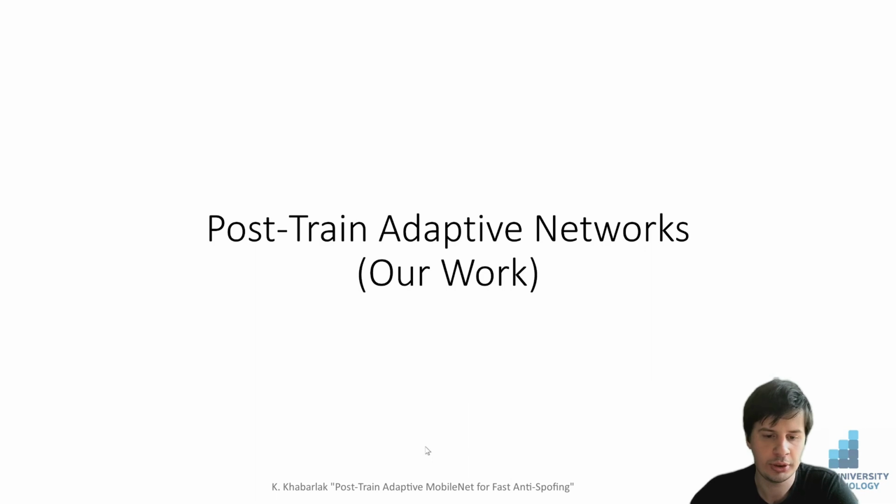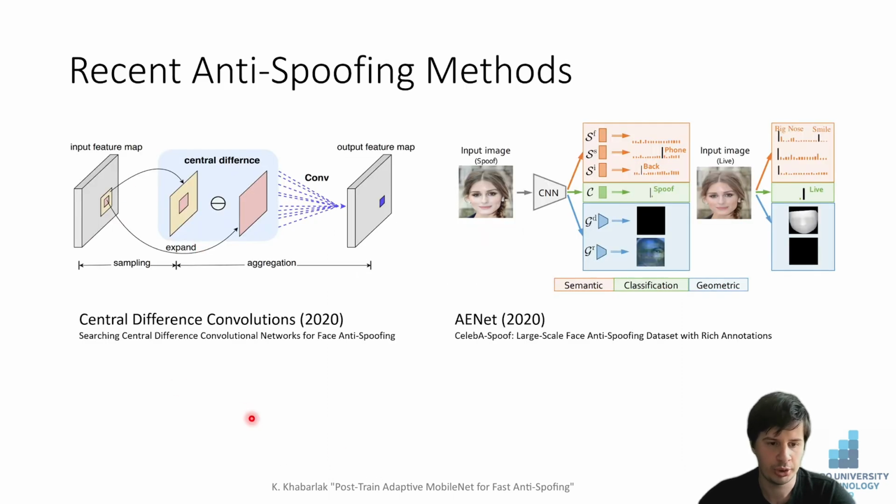What do we present in our work? We present post-trained adaptive neural networks. What is it and which kind of problem does it solve? So most of these approaches are very computationally intensive. They have a lot of extra computations which makes them hard to apply on a budget, let's say, on a PC that has not very good performance, or even on your smartphone. Their applicability there is poor.